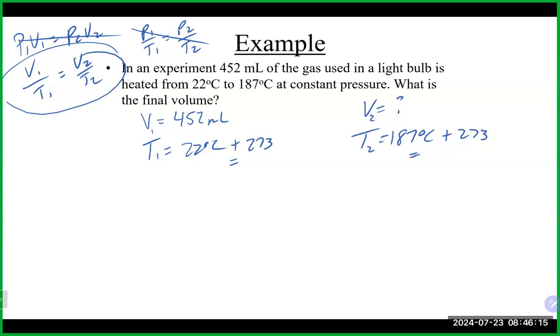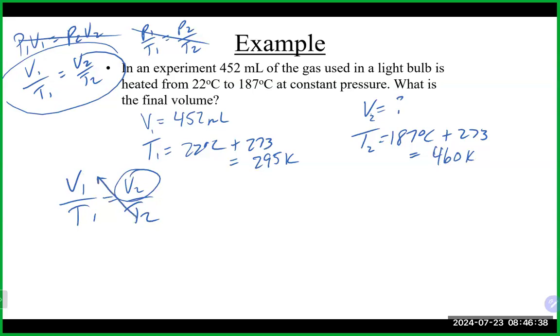And that's going to give me 22 plus 273, 295 Kelvin. 187 plus 273, 460 Kelvin. Now that we have that, V1 over T1 equals V2 over T2. In this case, we're going to solve for V2, which means we need to move T2 to the other side, which means it will go up on top. V1 T2 divided by T1 equals our V2. Basically multiplying the T2 to the other side.